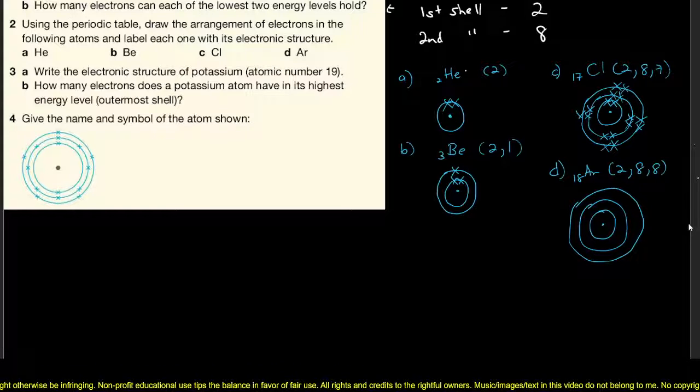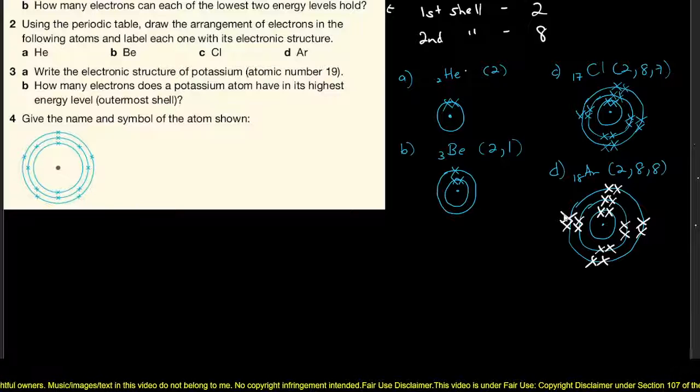We're going to fill in electrons just like we did with chlorine. 2 into the first shell, 8 into the second shell, but we fill them in singly: 1, 2, 3, 4, 5, 6, 7, 8. So we have 8 in the second shell, and 8 goes into the outermost shell: 1, 2, 3, 4, 5, 6, 7, 8. You can use a cross to represent an electron, or you can use a dot to represent an electron. Both are acceptable.